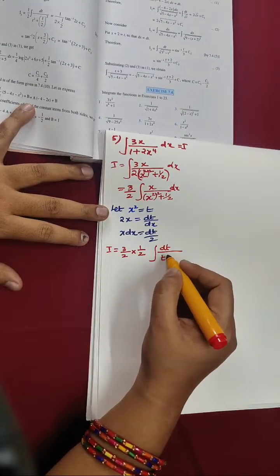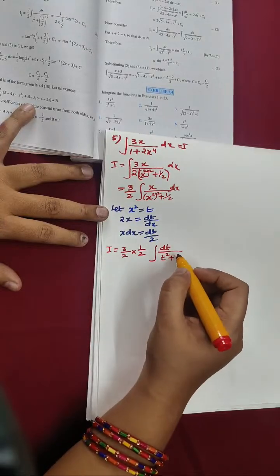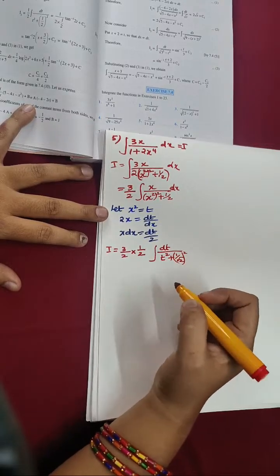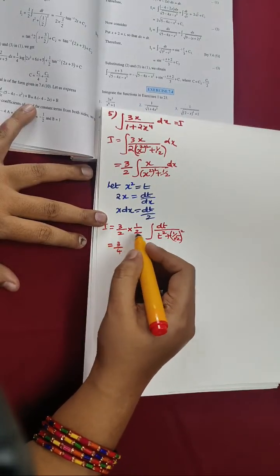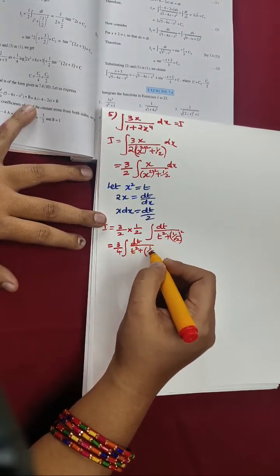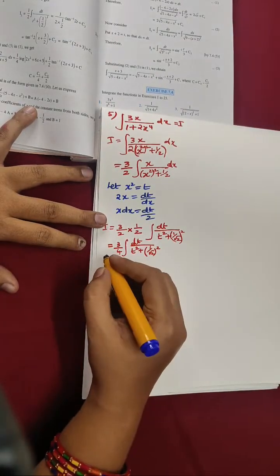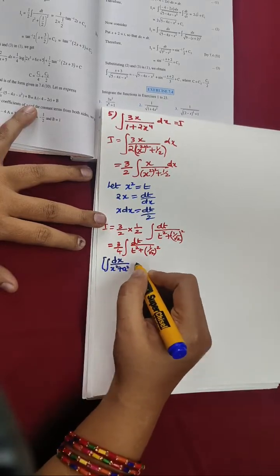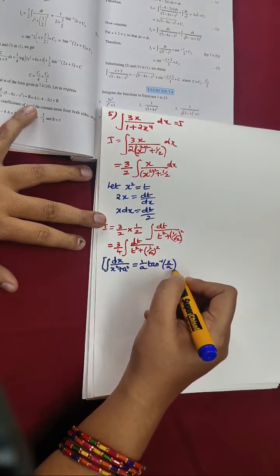X square is t, power 2 you have, plus 1 by 2. Since 2 is not a perfect square, can we rewrite it as 1 by root 2 the whole square? Because root 2 square will get it as 2. So this will become 3 by 4, because 2 into 2, integral dt by t square plus 1 by root 2 the whole square. You need to mention in what form it is. So this is of the form integral dx by x square plus a square. We know that it is 1 by a tan inverse of x by a plus c.